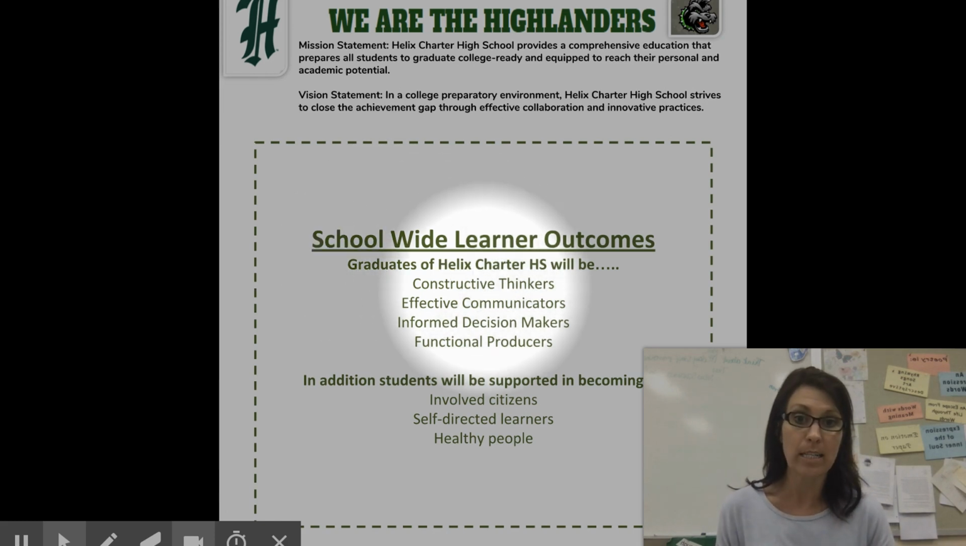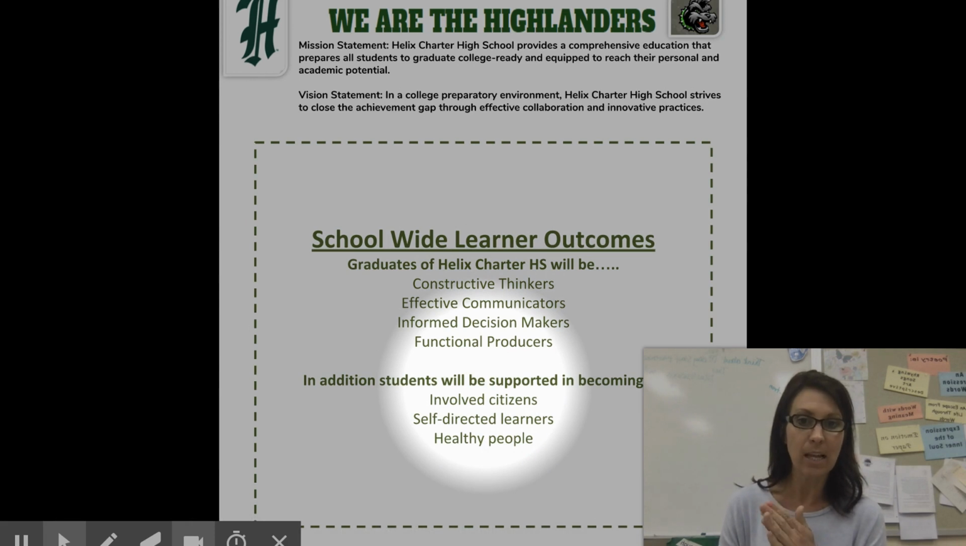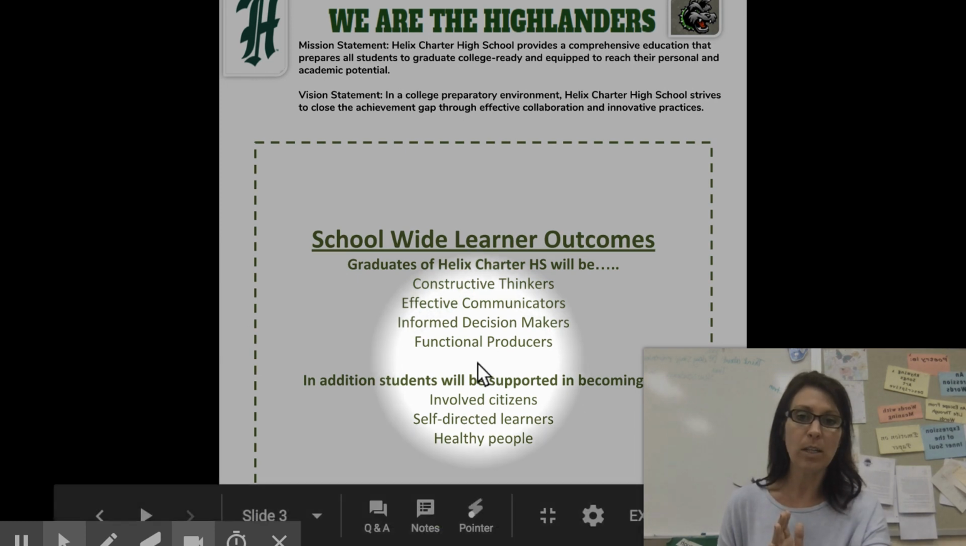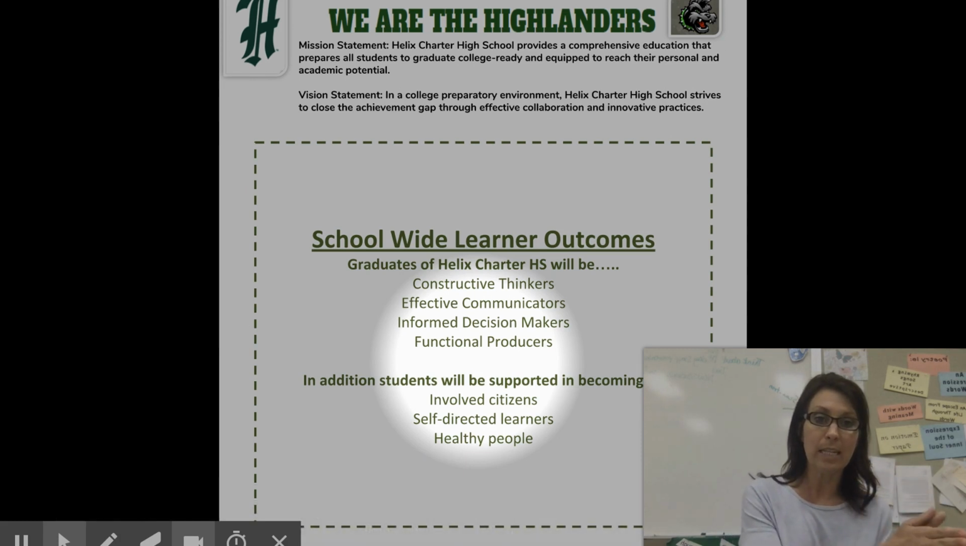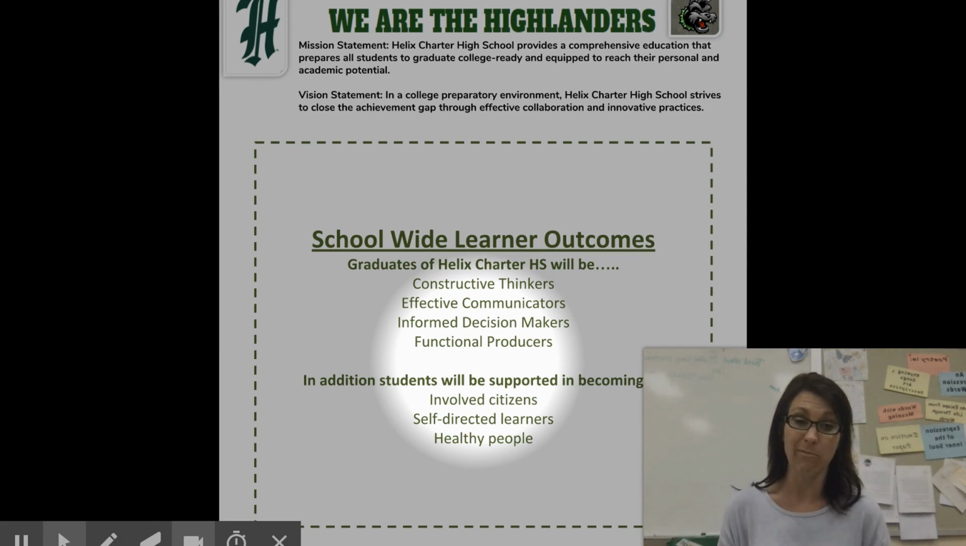Graduates of Helix Charter High School will be constructive thinkers, effective communicators, informed decision makers, and functional producers. In addition, students will be supported in becoming involved citizens, self-directed learners, and healthy people. So with these 7 student learning outcomes, these are the things that by the time you graduate Helix, you will have become one or more of these things, probably more. They all kind of interweave.